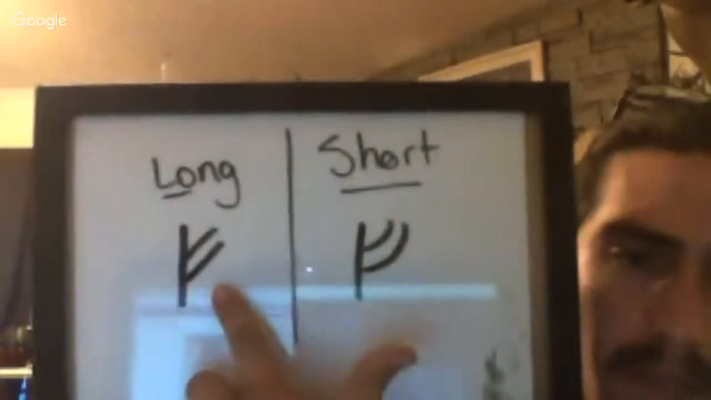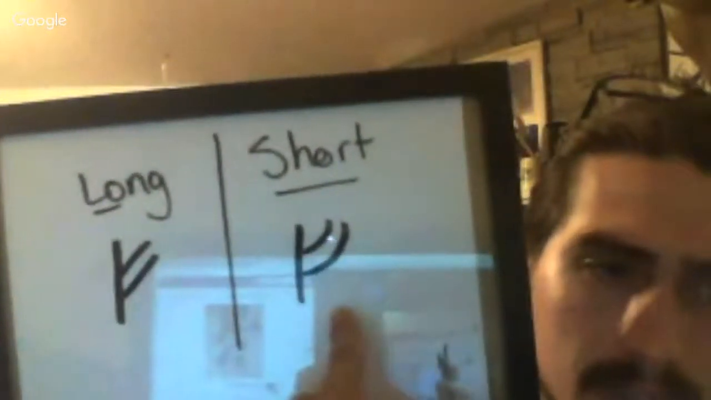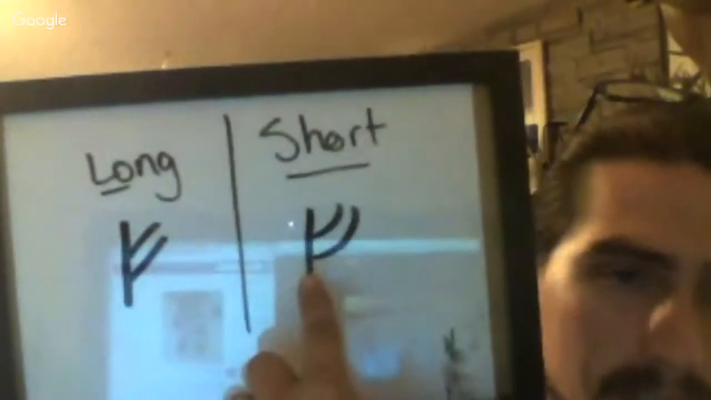So for instance, I'll show you the first letter, and then we can use that as a starting point. The first letter in the long branch versus the short branch, you can see that the long branch tends to be more angular, and the short branch is a little bit more rounded. It's almost like standard script versus cursive.